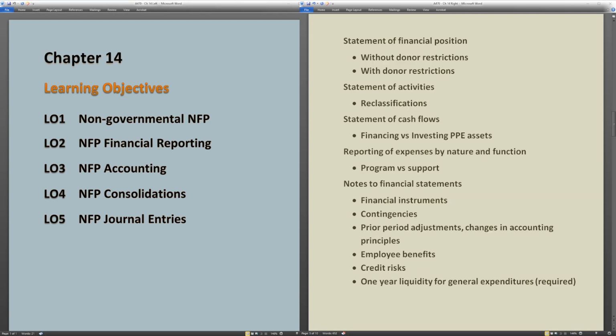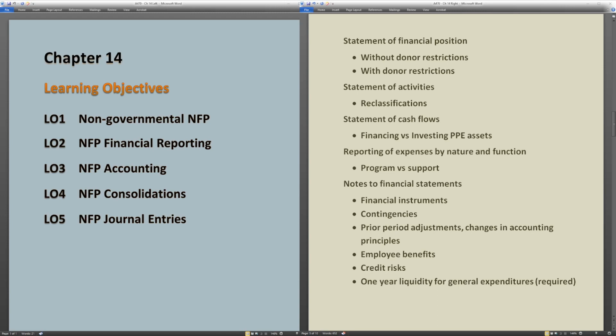So here are the statements that we're going to go through, and I'm going to flip back and forth from this screen. We've got the statement of financial position, and here are some of the important things I want to point out. We're going to notice one of the big differences is we have categories of with donor restrictions and without donor restrictions. In the statement of activities, we have something called a reclassification. In the statement of cash flows, there are some important differences about financing and investing, specifically with plant, property, and equipment.